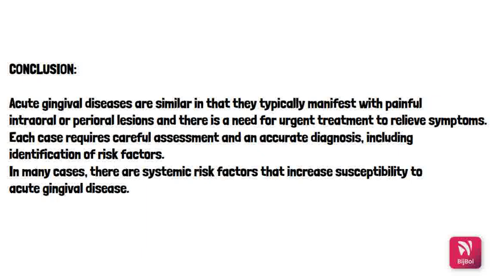Now we come to the conclusion of the topic. The acute gingival diseases are similar as they manifest with painful intraoral and perioral lesions, and since they are painful, they need urgent treatment in order to relieve the symptoms. Each case has specific characteristic signs and you need to be thorough with the diagnosis and also the differential diagnosis and identification of the risk factors. In many cases, there are systemic risk factors that will increase the susceptibility to the acute gingival disease. In this topic, that is the acute gingival infections, we have learned about 3 conditions, that is necrotizing ulcerative gingivitis, primary herpetic gingivostomatitis and pericoronitis.